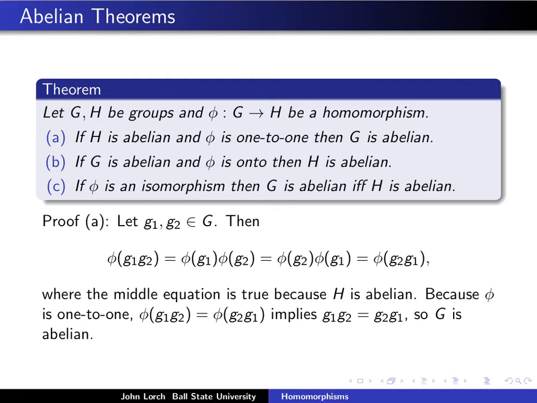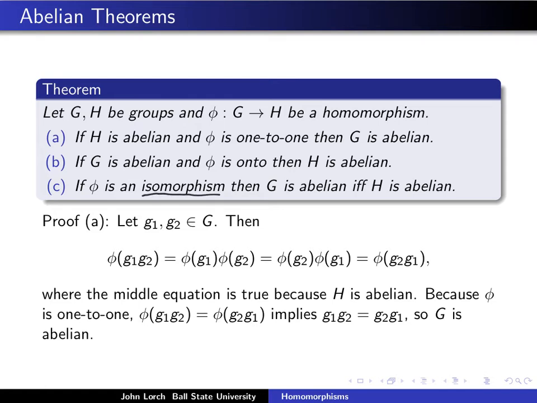And this harkens back to an earlier slide where we were talking about the definition of isomorphism. If you have two isomorphic groups, then they must be intrinsically the same, meaning that any property that G possesses, H will possess, and vice versa. So we would expect that if G is abelian, then H is abelian, and vice versa, in the case that this phi is an isomorphism.